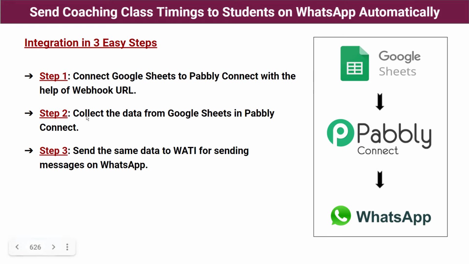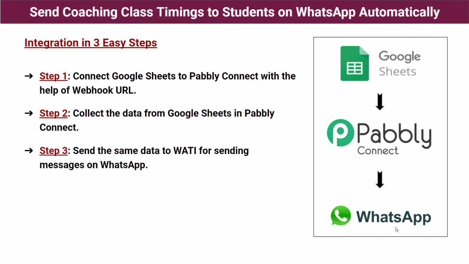Now in the second step, we need to collect the data from Google Sheets in Pabbly Connect. As our Google Sheets is connected with Pabbly Connect, the data entries which we make into our Google Sheets are going to get captured here in Pabbly Connect automatically. In the third step, we send the same data to Vati for sending messages on WhatsApp. The data collected from Google Sheets into Pabbly Connect, we are going to transfer into Vati so that we can start sending messages on WhatsApp.